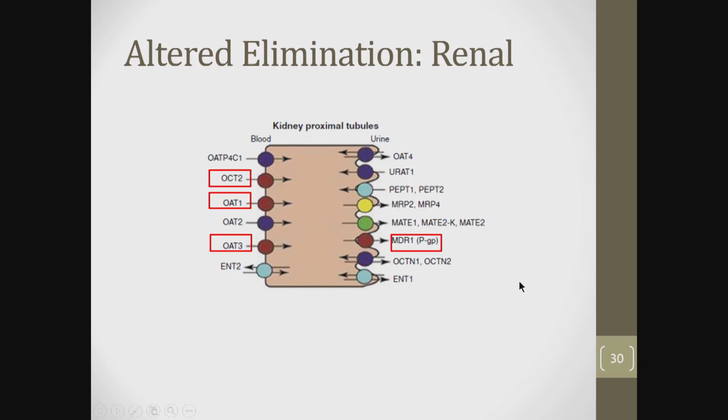Now we'll move on to renal elimination. Much like in hepatocytes and the gut, we have active transporters taking up drug from the blood, putting it into the kidney proximal tubules, as well as excreting drug into urine. Most notably, the OAT and OCT, as well as P-glycoprotein transport proteins, are often cited in clinically relevant drug interactions affecting renal elimination.